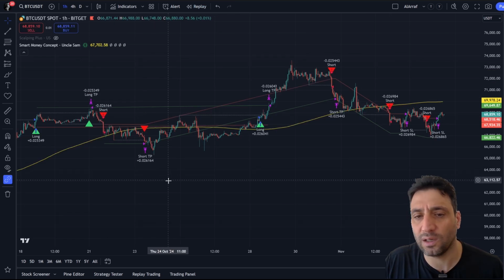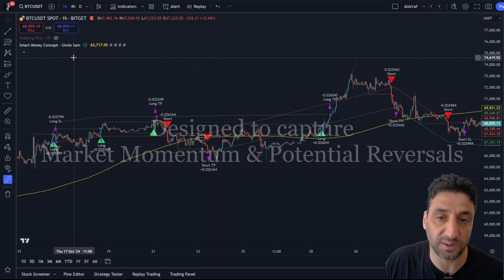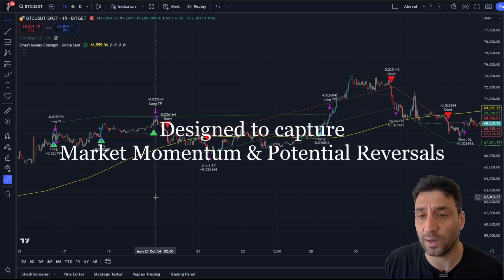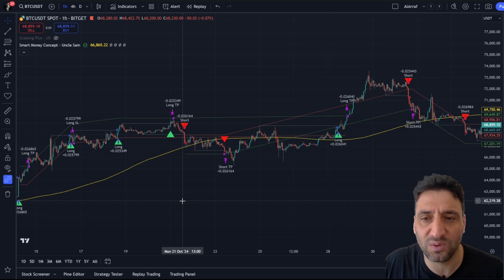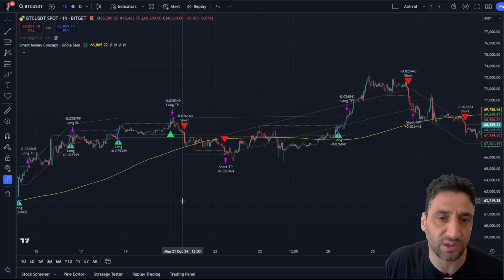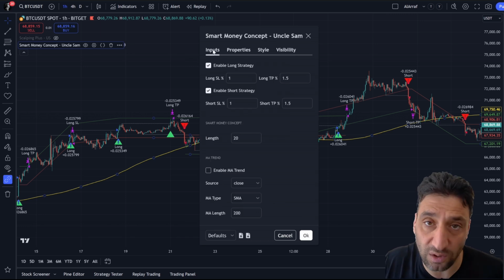So let's start by looking at what the strategy does. This is a trend following strategy inspired by the Smart Money Concept, designed to capture market momentum and potential reversals. I built this to be robust, using inputs for both long and short entries, take profit and stop loss levels that you can customize according to your risk tolerance.